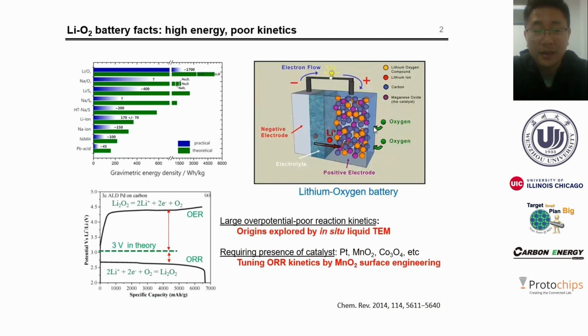So the reaction is very simple, but when we take a closer look at the discharge curves, we see that there is a huge overpotential during both the charge and discharge processes. So in our work, we try to understand the origins of this sluggish reaction kinetics using in situ electrochemical liquid TEM. Based on the fundamental understanding from the in situ TEM study, we further came up with different strategies to modify the catalyst surface to tune the reaction kinetics and achieve better performance.